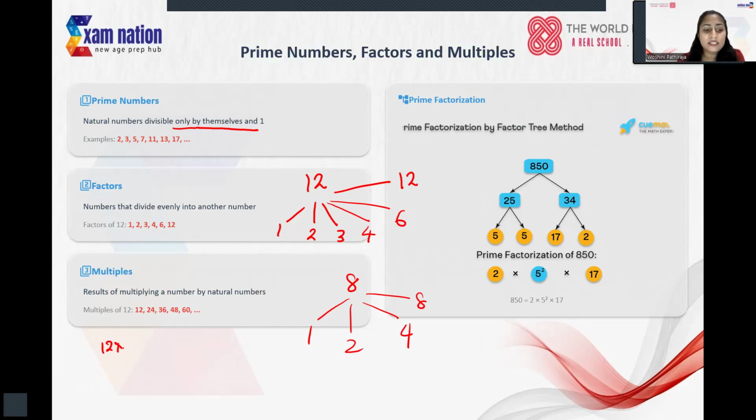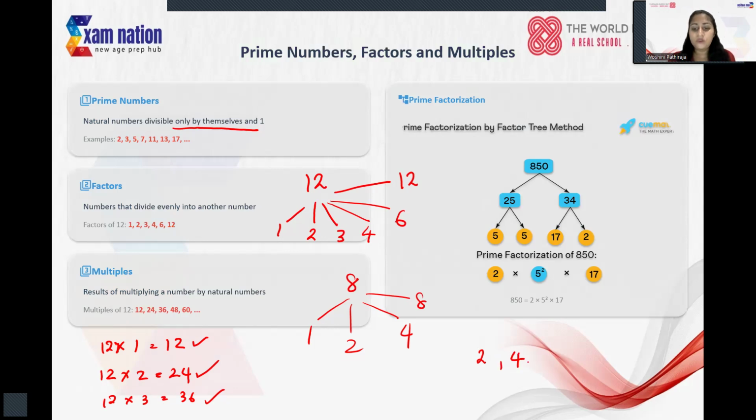12 by 1 is equal to 12. 12 by 2 is equal to 24. 12 by 3 is equal to 36. So 12, 24 and 36 are multiples of 12. So, can someone tell me what the multiples of 2 are? Multiples of 2 are 2, 4, 6, 8, 10. Likewise, we can write so many multiples of 2. Okay, these are the prime numbers, factors, and multiples.